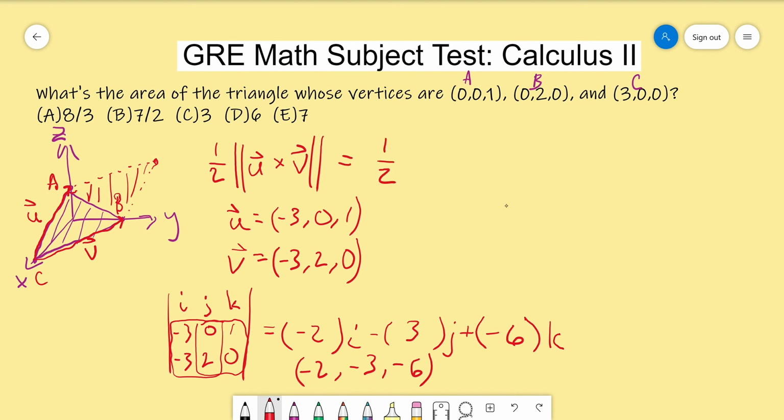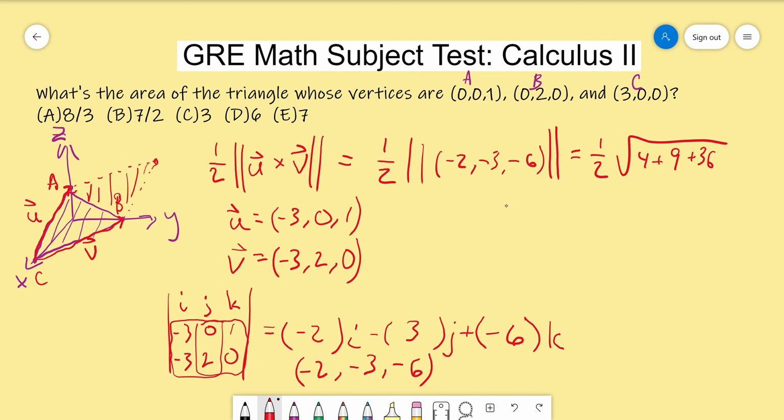So now we're taking 1/2 of the magnitude of this vector, -2, -3, -6. Alright, what's the magnitude of this vector? Well, that's going to be the square root of -2 squared is 4, -3 squared is 9, -6 squared is 36, which is 4 plus 9 is 13, and 36 is 49. Square root is 7. So our answer is 7/2, which is B.